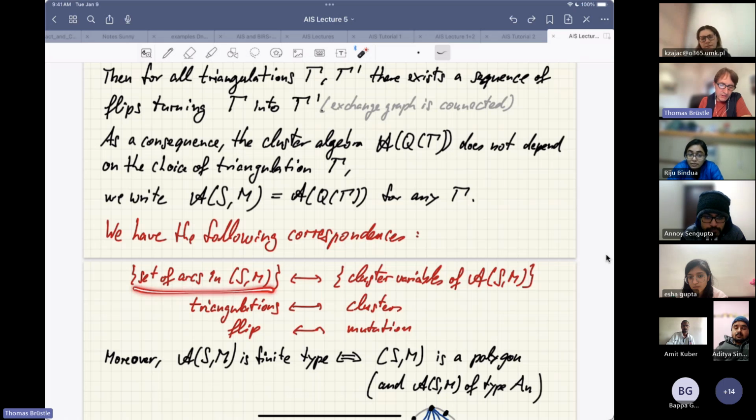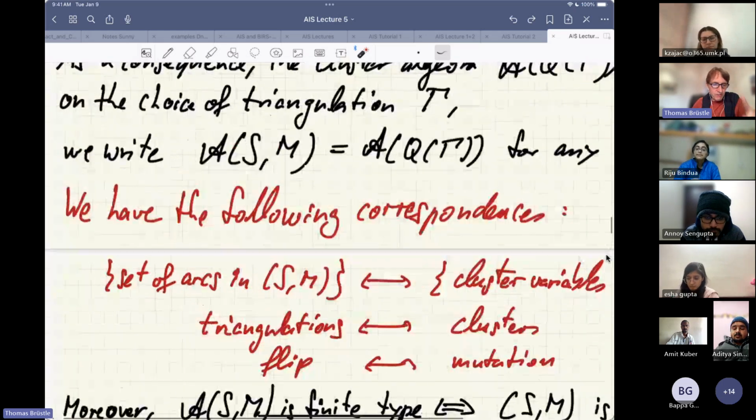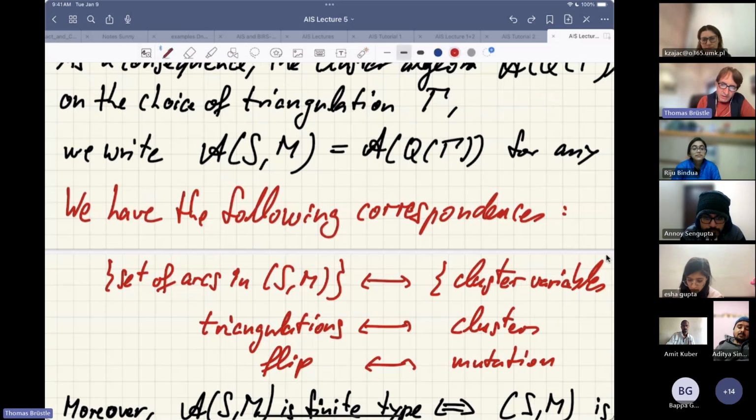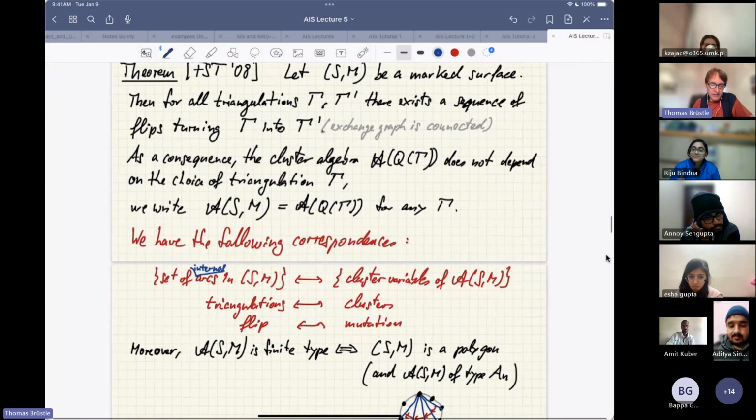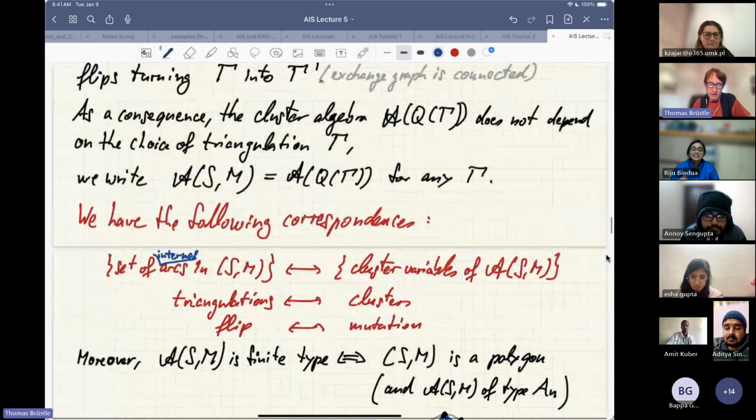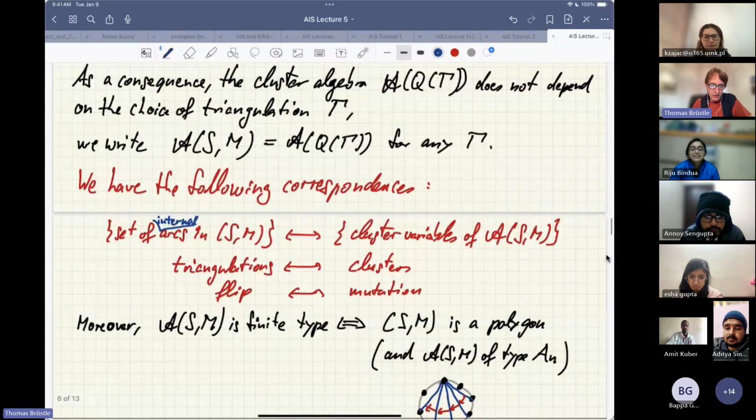So the set of arcs, did I forget to write internal? For me an arc is okay, internal. Good. The set of internal arcs corresponds bijectively to the set of cluster variables.